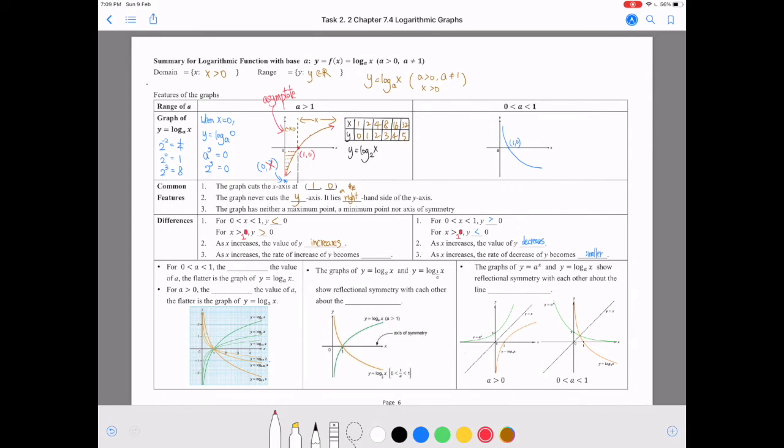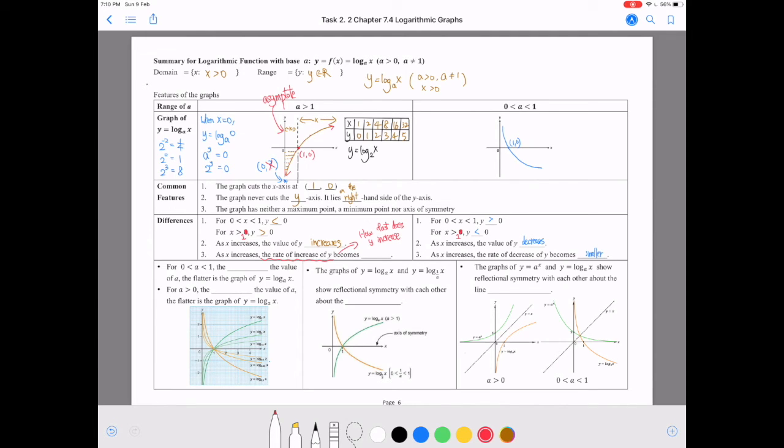Now the third difference. As x increases, the rate of increase of y becomes what? How do we understand the rate of increase of y? This actually has the same meaning as how fast y increases.